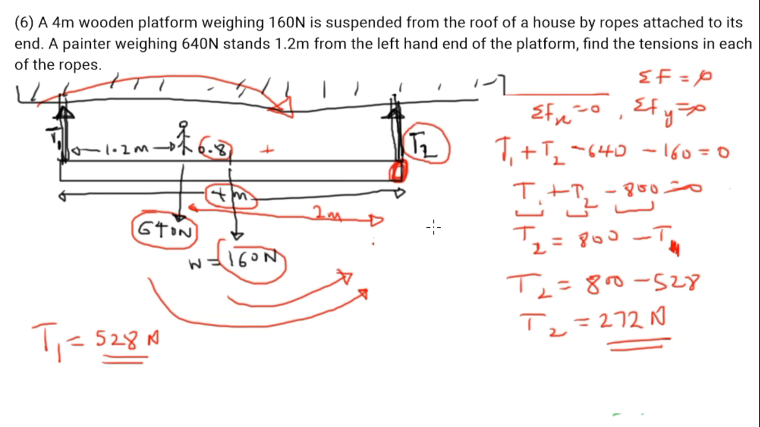So that is the tension on the rope. If you make use of the summation of the torque equal to 0, we obtain the first tension. Then we can make use of the second condition in order to get the other parameter.